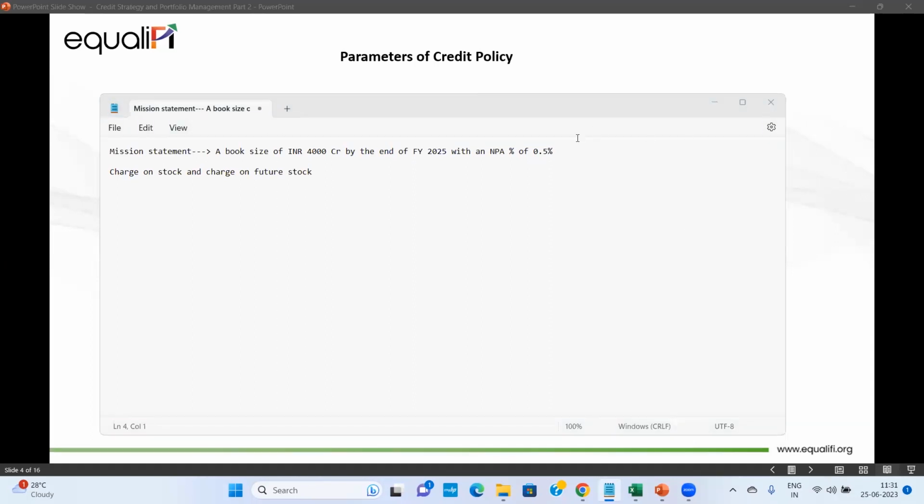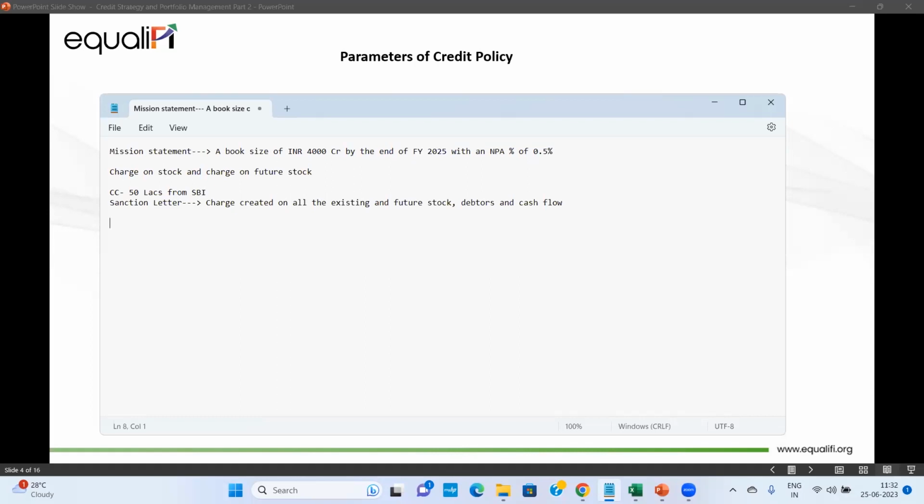Correct. Stock is placed against the facility. So suppose you have a CC limit of 50 lakhs from State Bank of India. Right? You see the sanction letter, which states charge created on all the existing and future stock, debtors and cash flow.